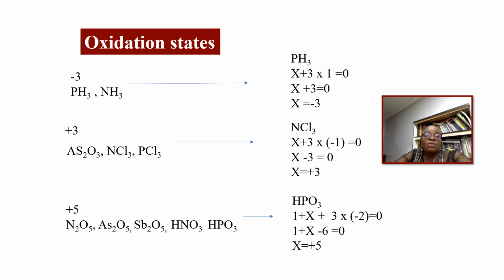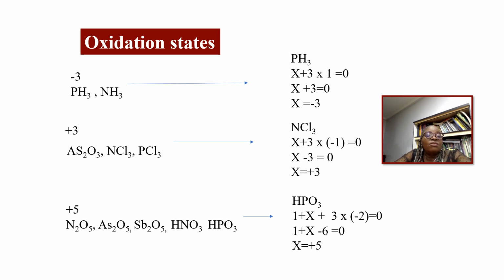This is because the sum of the oxidation states in a compound or a molecule is always equal to 0. So we must set it equal to 0. Then we say X plus 3 equals 0. So what will be the value of X? X will now be equal to -3. That is how we find the oxidation state of phosphorus in that compound.